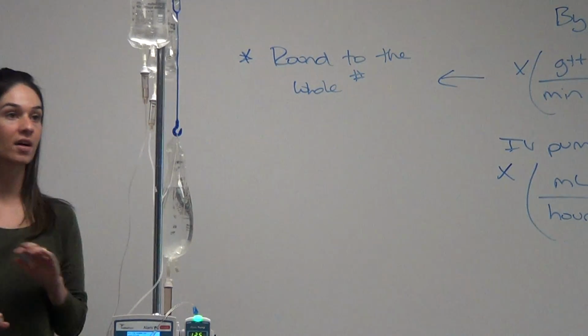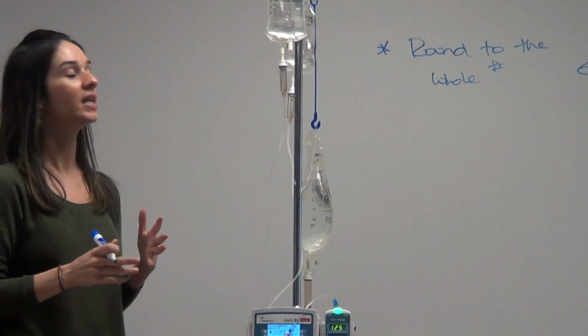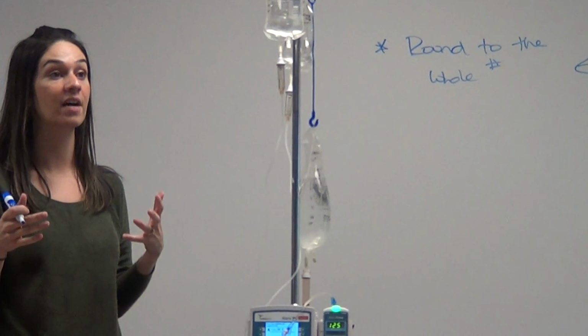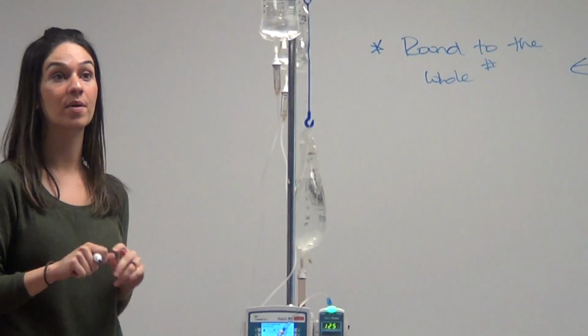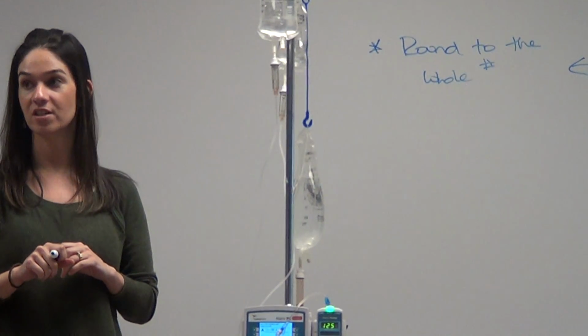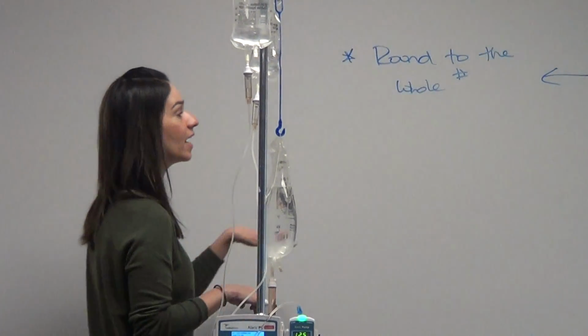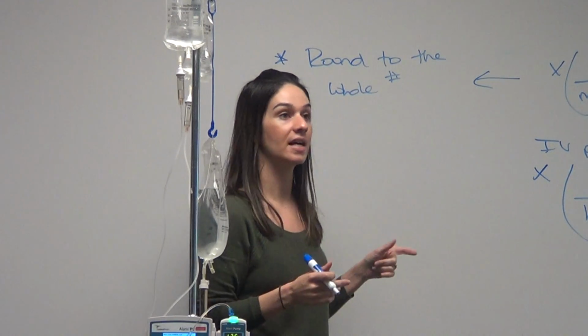On your test or on any exam, quiz, anything from here on out, if your answer ends up being 167.45 GTT per minute, we have to always round to the whole number. How many drops per minute is it? 167. You still use your rounding rules. Less than 5, you stay with that number. 5 or greater, you go to the next number.